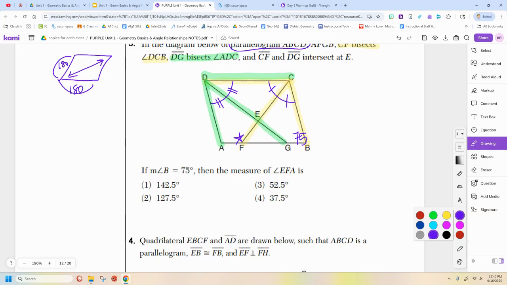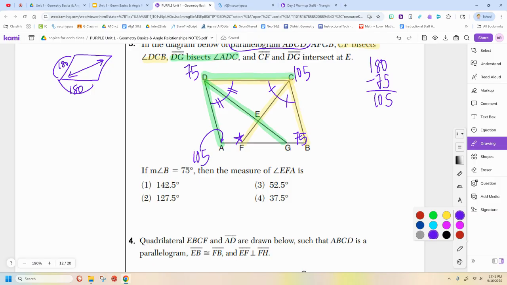If this is B, B is 75, then how much is D? 75. How do I get C? 180 minus 75. What's 180 minus 75? 105. So this is 105. And if I need it, A is 105. I can certainly write that inside, but it doesn't really fit for me because I'm a big writer. Okay.